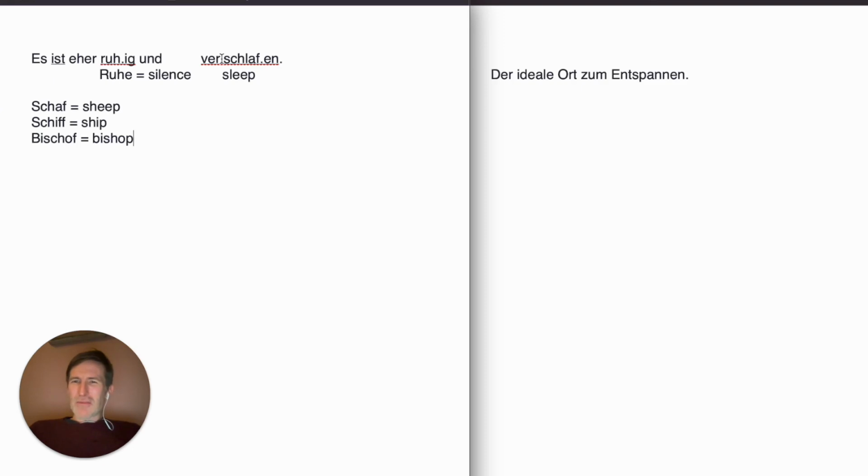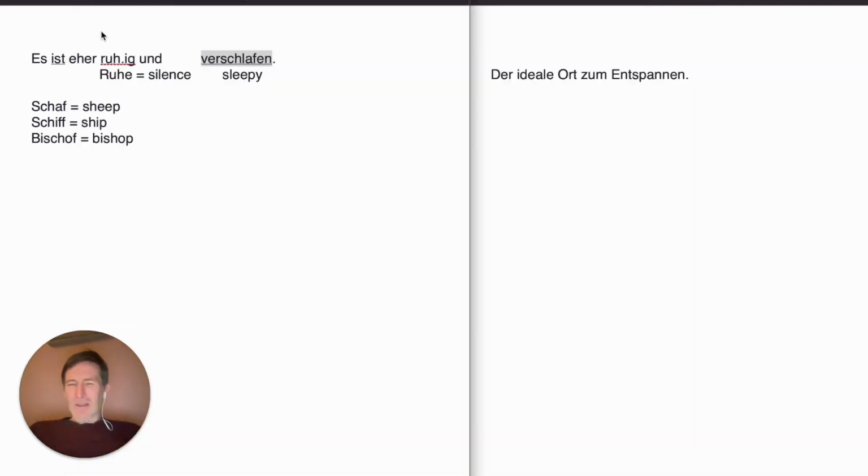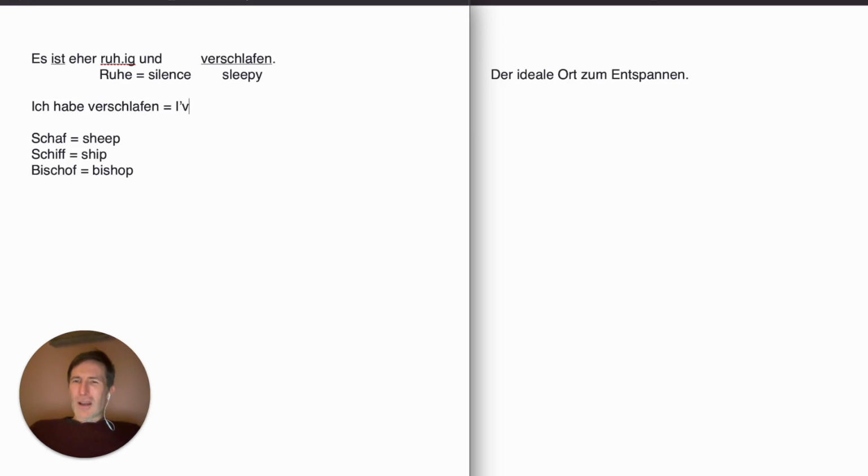So verschlafen means kind of drowsy or sleepy. Sleepy is a better translation. Let's see what the dictionary says, sleepy, yeah, in this context. As you could see, it also means to oversleep. If you say, ich habe verschlafen, I've overslept, which means I slept wrongly in the sense that I didn't get up in time. Not that you slept badly. Good.